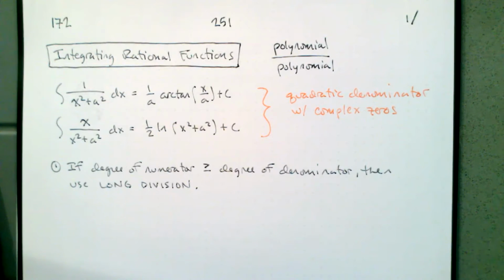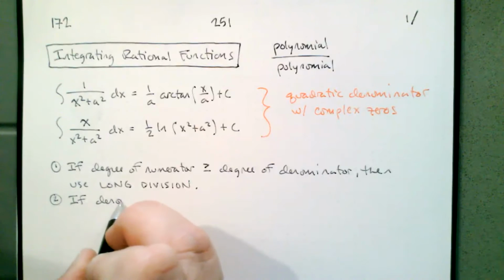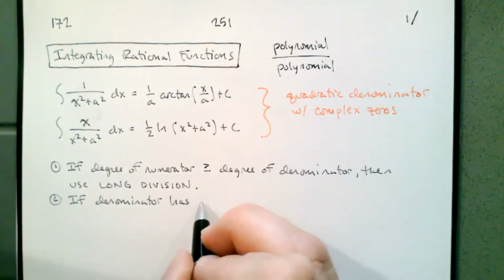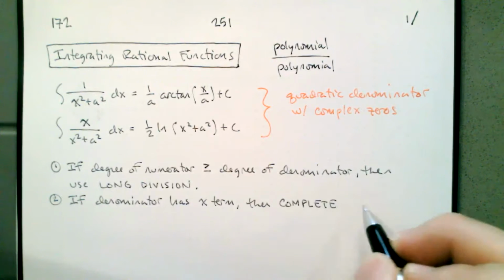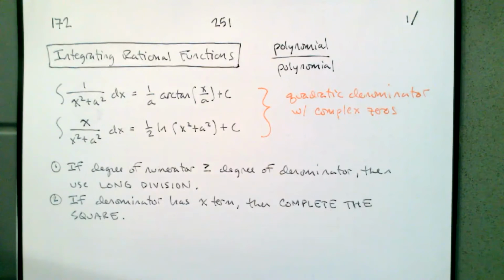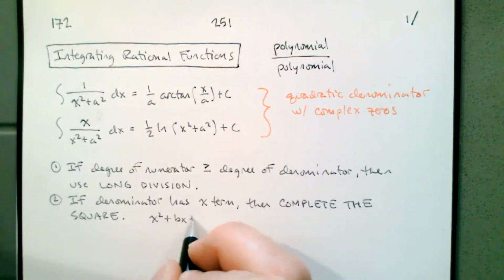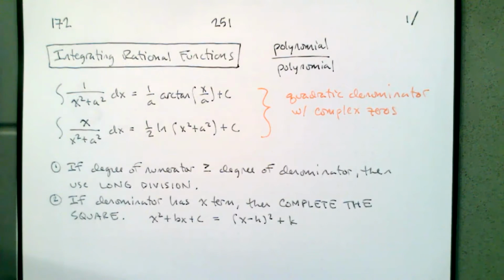We also saw that if there was an x term in the quadratic denominator with complex zeros, then we complete the square. That is, rewrite x squared plus bx plus c into x minus h squared plus k. And then we can substitute. Now, this is when we have a quadratic denominator with complex zeros.